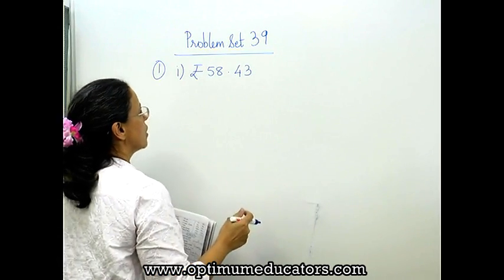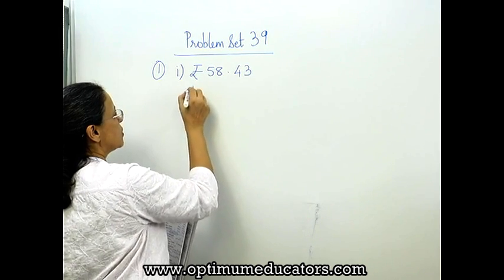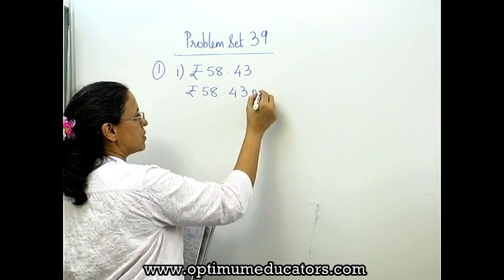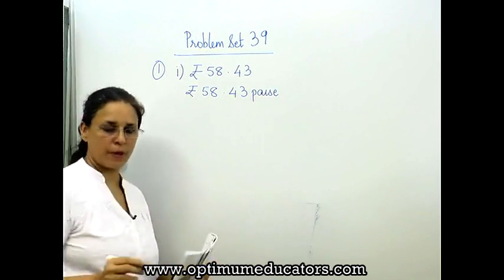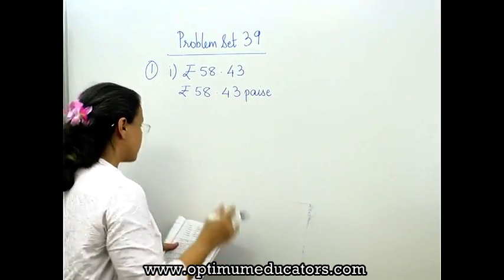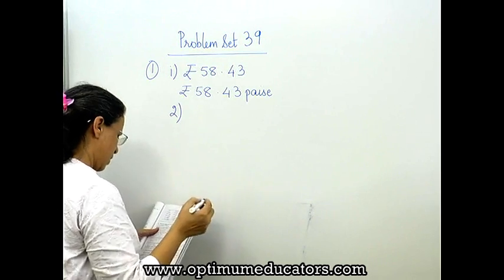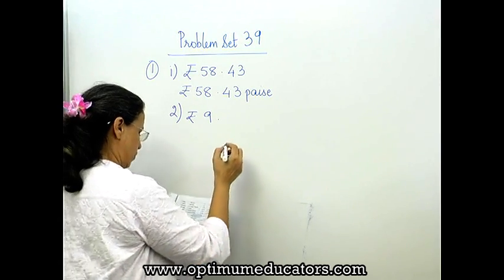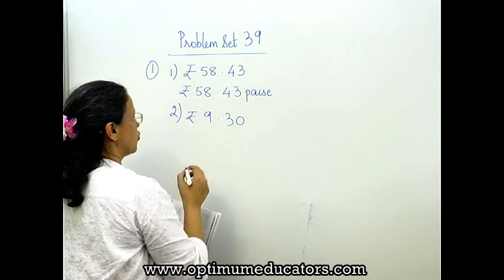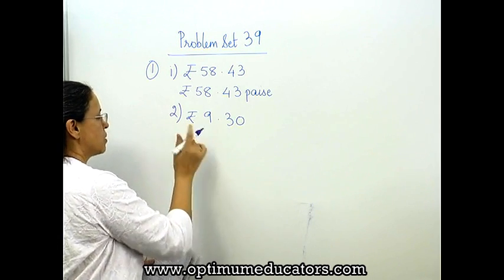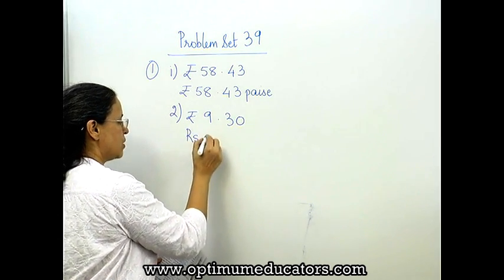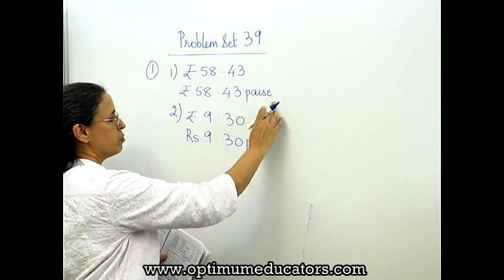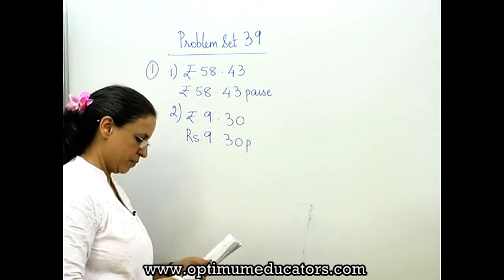So we will write this as rupees 58 and 43 paise. Okay. Next one, second, rupees 9.30. So if you are writing it in English, instead of using this symbol, we write it as rupees 9 and 30 paise. So instead of writing full paise, you can also write it this way as P.